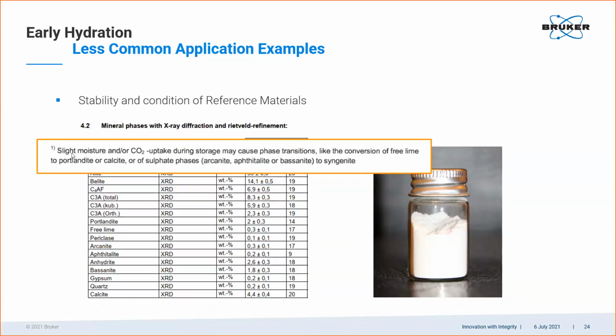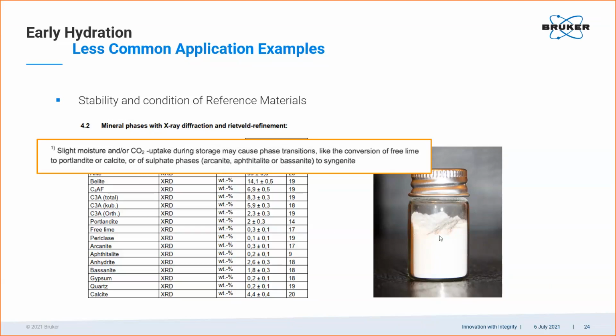And this note here is telling us that slight moisture and CO2 uptake during storage may cause phase transitions, like the conversion of free lime or of the sulfate phases, which can be arcanite, aphthitalite, bassanite, or calcium langbeinite, to syngenite. This is important to keep in mind, because once you open such a vial, you have to be aware that this material will start to react.